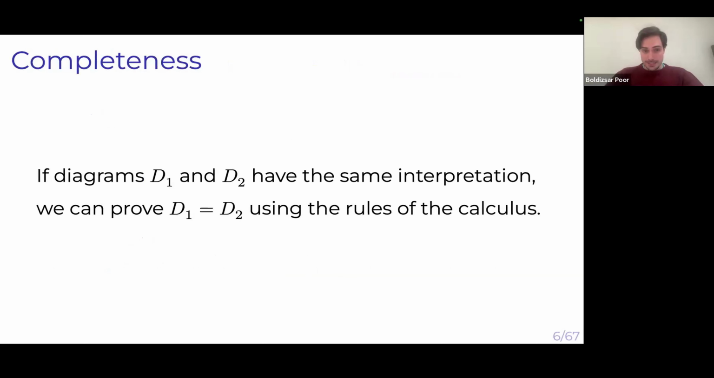And lastly, what's completeness? So if we have two diagrams in a calculus, D1 and D2, and we know that they have the same interpretation, so they represent the same linear map, then if we can prove that D1 is equal to D2 using the rules of the calculus, then the calculus is complete. So we have two diagrams and we can prove that they are equal. Then that calculus is complete.